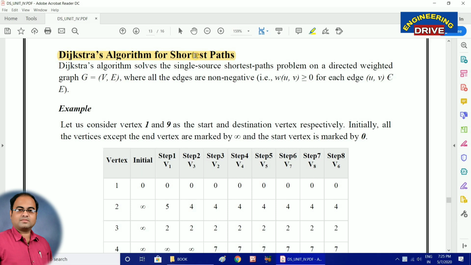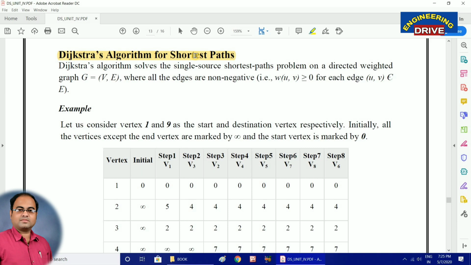My dear students, we will be given one graph. What we need to find out is the shortest path, in the sense from source to destination. We should start from the source vertex and reach the destination vertex. What is the shortest possible way we can reach the destination? That we need to find out.